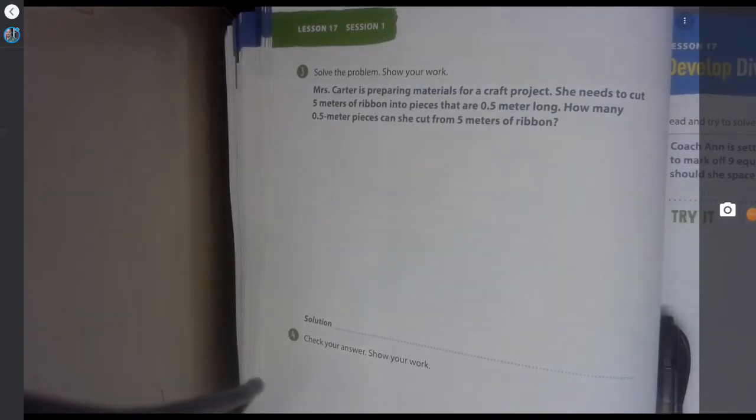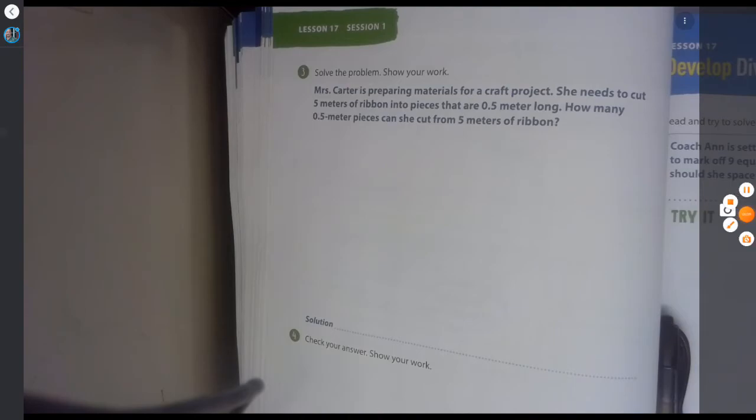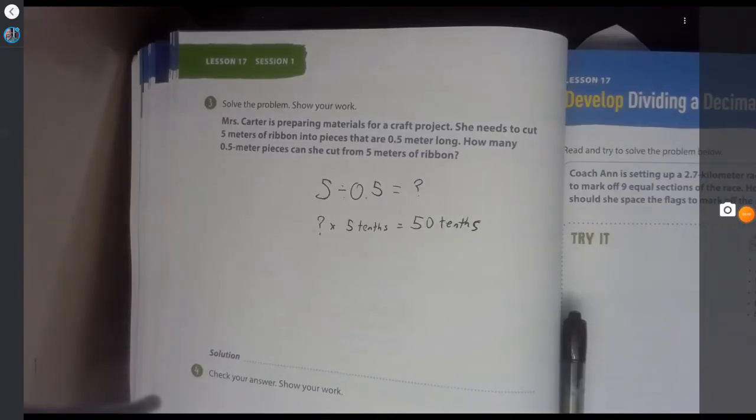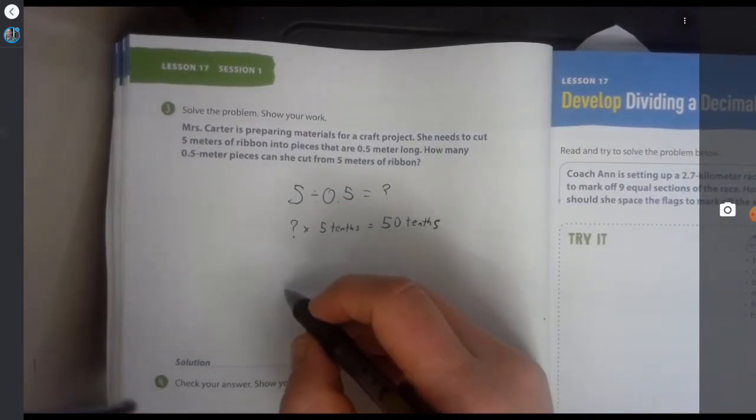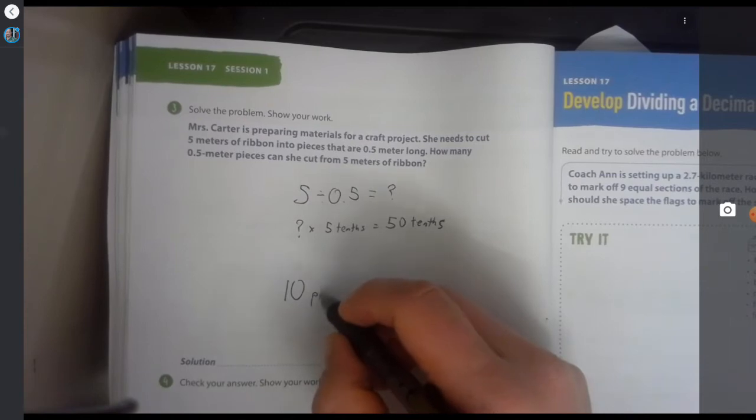All right, so you'll try page 350 now, just problem number 3. Mrs. Carter's preparing materials for a craft project. She needs to cut 5 meters of ribbon into pieces that are 5/10 meters long. How many 5/10 meter pieces can she cut from 5 meters of ribbon? Go ahead, guys, set that problem up with the multiplication. I bet you'll have no problem doing it. Pause the video, solve it on your own, and then come back and resume the video and check your work. If you set it up just like this, you would realize that you can cut 10 pieces.